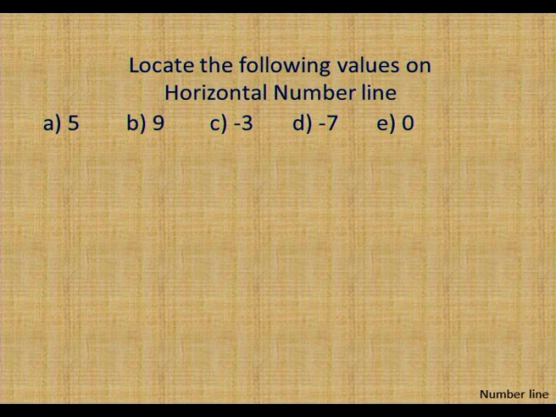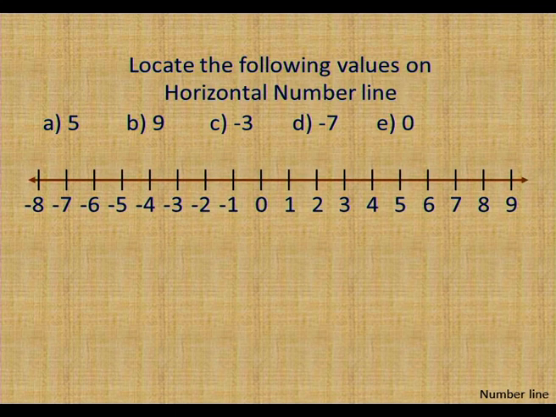Do you know what a number line is? Please see, this is called the number line. You are able to see the integers: in the middle you have the 0, towards the right side you will find 1, 2, 3, 4, 5 and so on, and towards the left side of 0 the negative values like minus 1, minus 2, minus 3 and so on. So, this we call the number line. Now, you have to locate the numbers 5, 9, minus 3, minus 7 and 0 on this number line.